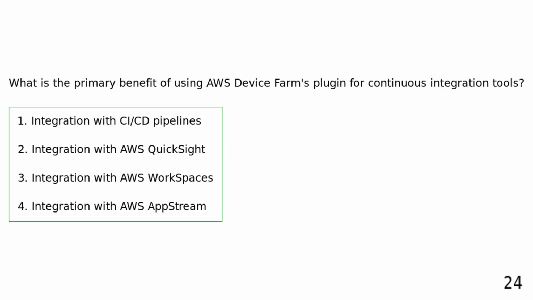What is the primary benefit of using AWS Device Farm's plugin for continuous integration tools? Integration with CI/CD pipelines. Integration with AWS QuickSight. Integration with AWS WorkSpaces. Integration with AWS AppStream.